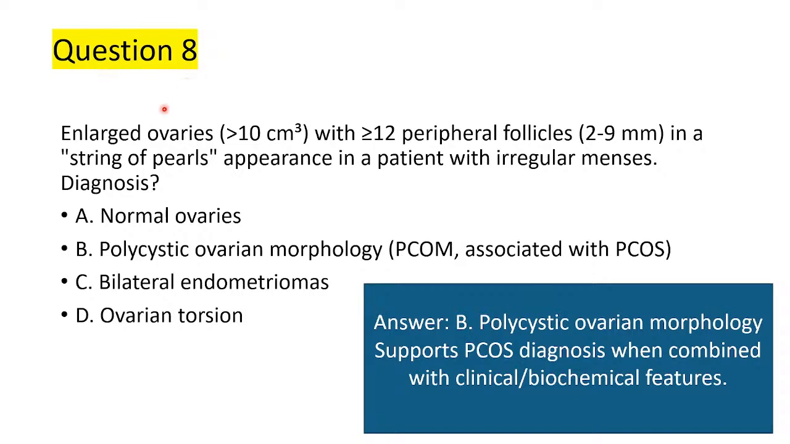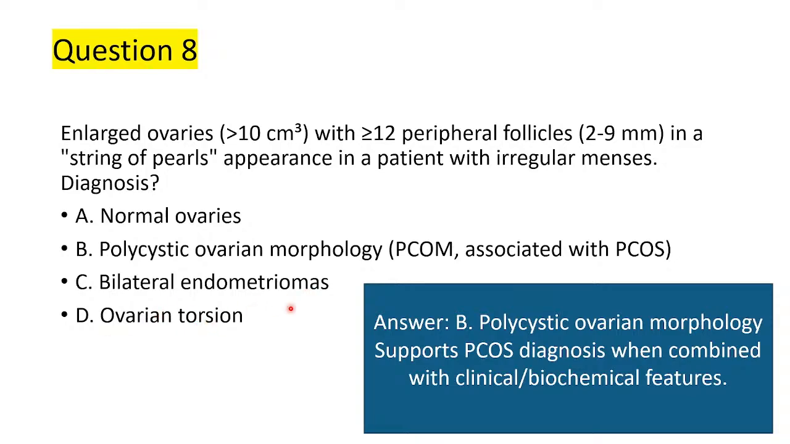Question number 8. Enlarged ovaries greater than 10 cubic centimeters with 12 or more peripheral follicles, 2 to 9 millimeters, in a string of pearls appearance, in a patient with irregular menses. What is the diagnosis? A. Normal ovaries. B. Polycystic ovarian morphology, PCOM, associated with PCOS. C. Bilateral endometriomas. D. Ovarian torsion.